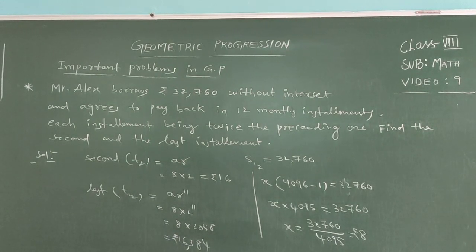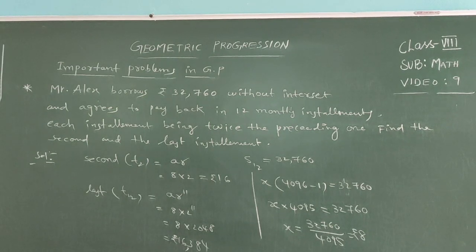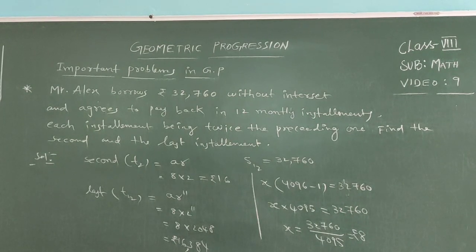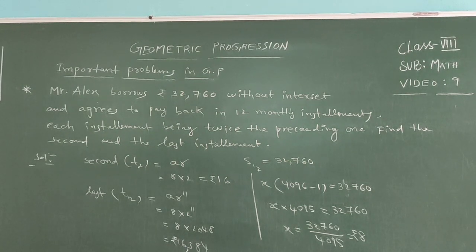Second installment is T2, that is AR. Second installment is nothing but the second term. Last installment means, as there are 12 installments in total, T12 is the last installment, that is AR power 11. A means 8, R means 2, 2 power 11 means 2048. 8 into 2048 equal to 16,384.